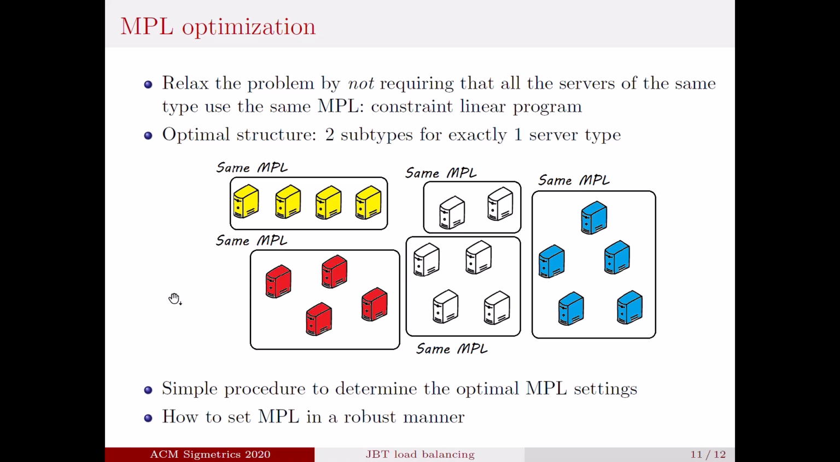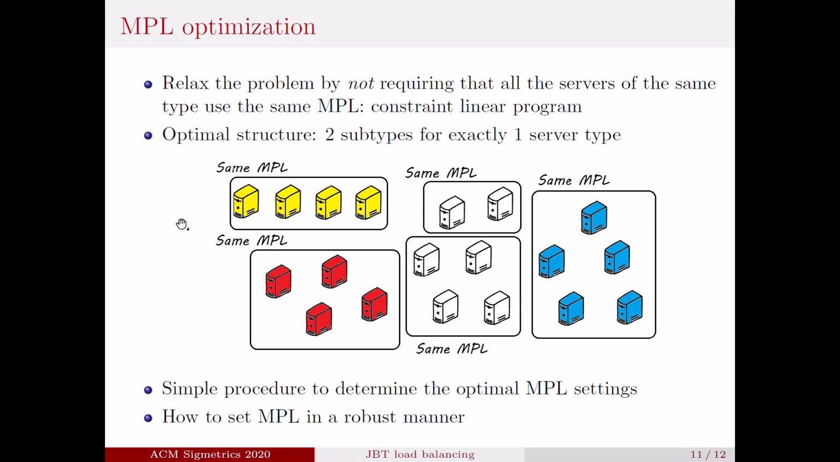And if you look at that procedure, you will see that the optimal solution always has the same structure. That is, all the servers of the same type use the same MPL value, except for one server type. That one server type is actually subdivided into two subtypes, and each subtype has its own MPL value. And those MPL values of those subtypes can actually differ by more than one.